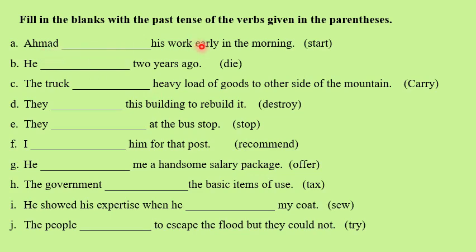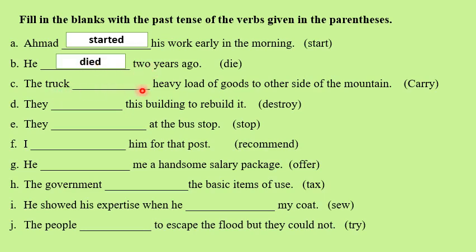Ahmed dash his work early in the morning. The verb is given here, start. Start is a regular verb. So here the past form of the regular verb will be started. Ahmed started his work early in the morning. Number 2, he dash 2 years ago. Now here the verb given is die, and this is also a regular verb. He died 2 years ago.